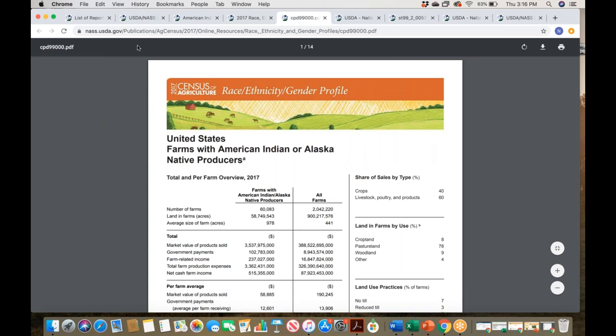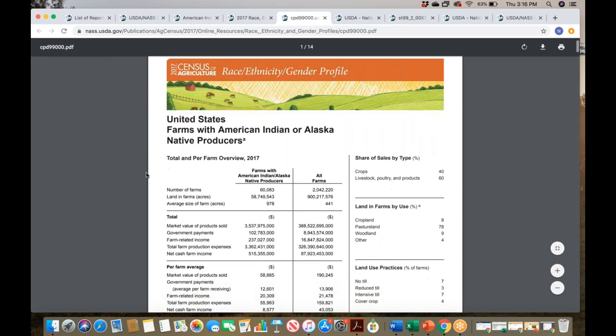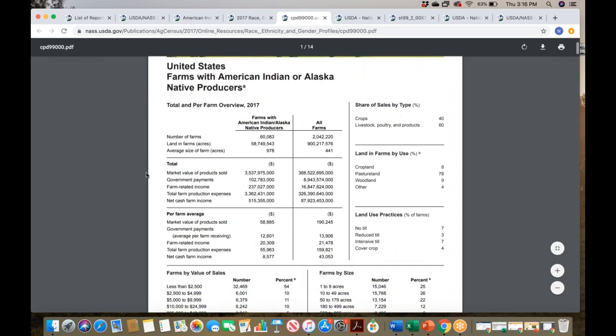The first segment of the population that you'll see is American Indian Alaska Native producers in 2017. So looking at this, I can tell you that there were 60,083 farms with American Indian Alaska Native producers. There were 2 million farms overall. The average size of an American Indian Alaska Native farm is 978 acres, whereas the average overall is 441. That's twice. So it's interesting there.